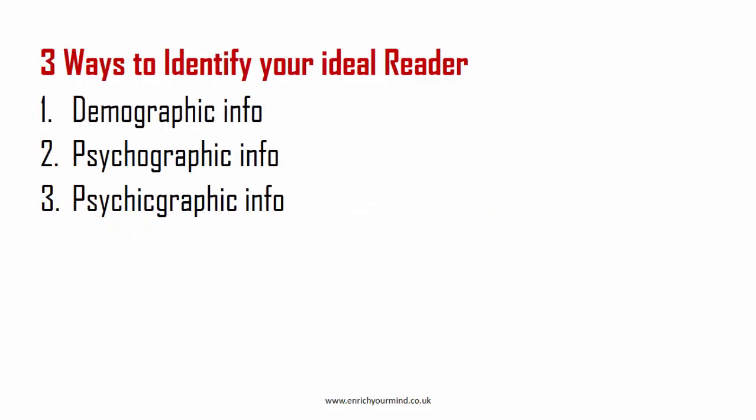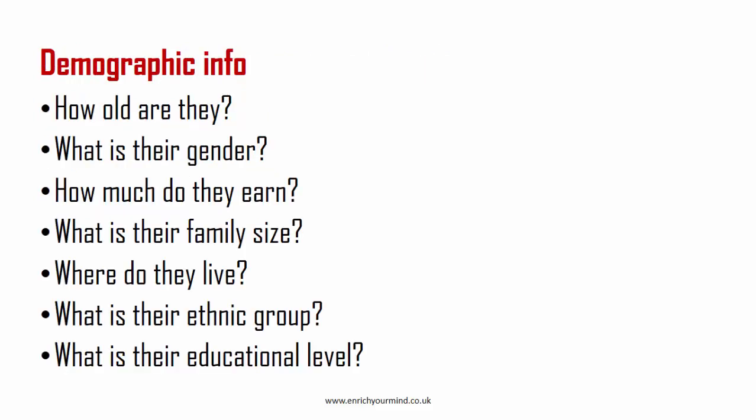And there are 3 ways to identify your ideal readers: demographic information, psychographic information, and the psychographic information about your ideal readers. This will help you. Let's dive deep. Demographic information basically covers how old they are, their gender, how much they earn, their family size, where they live, their ethnic group, their educational level, and on and on. This is just it in a nutshell, but there are more you can add.